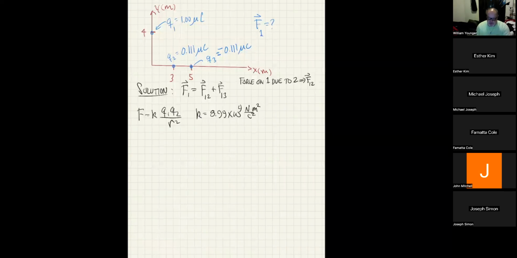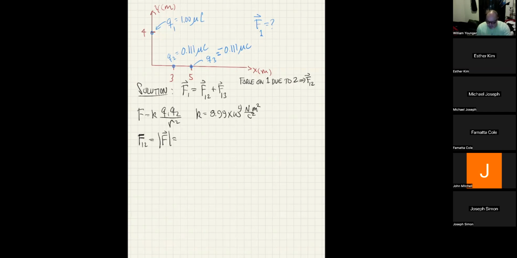So first off, let's calculate the magnitude of F12. So the magnitude of F12 can be written this way. F12. Notice I just left the vector symbol off of it. Another thing you can do, just in case you're a little rusty, is you can put absolute value bars around it.